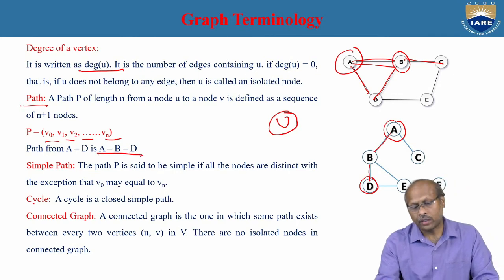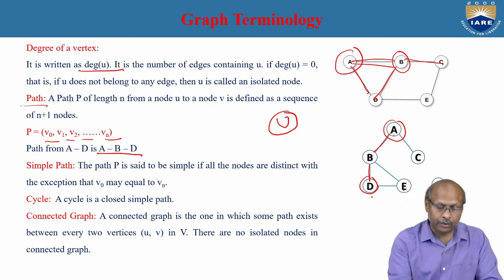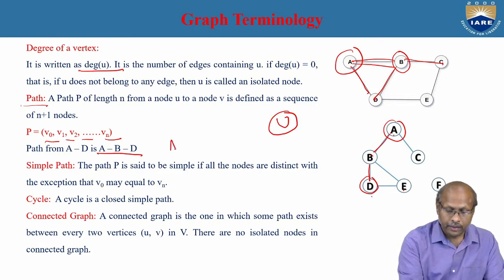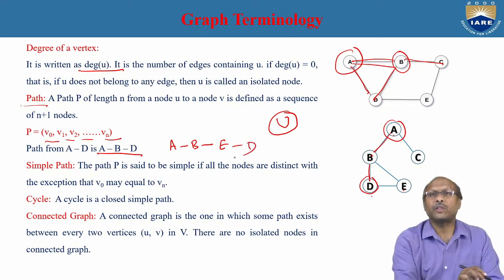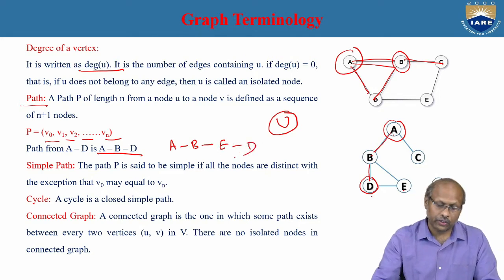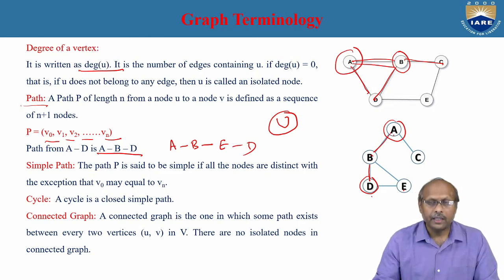Of course, you may ask a question. Why not A to B, B to E, E to D? That is also another path. So you can write A to B, B to E, E to D. This way also you can write. See, this is also another path. So that means from starting to ending, if you want to reach, there may be multiple paths.